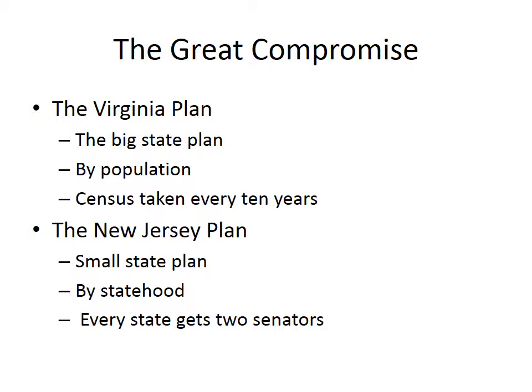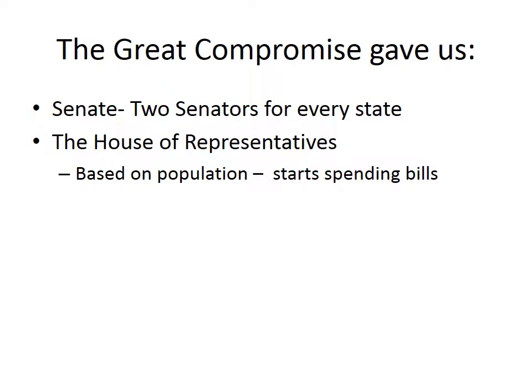So what did we do? We combined them because unlike right now, back then, we were able to work together and we were able to compromise. And that gave us the Senate. And the Senate has 2 senators for every state. And the House of Representatives is based on population.